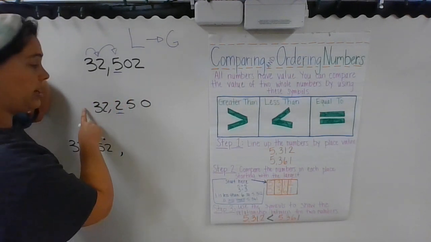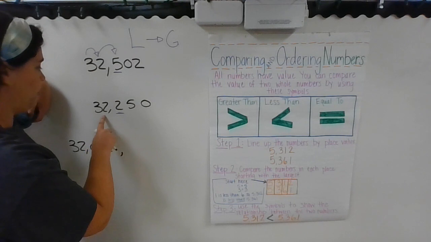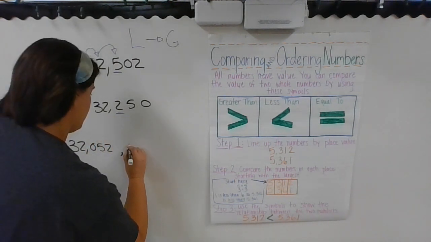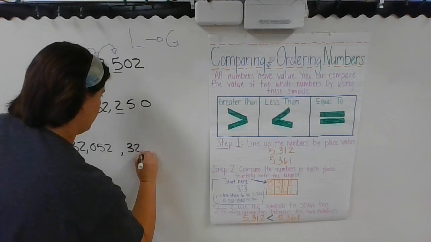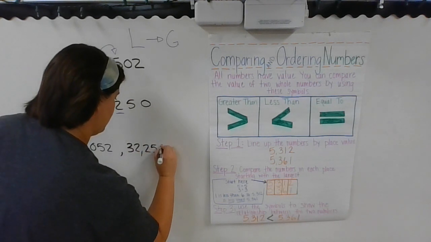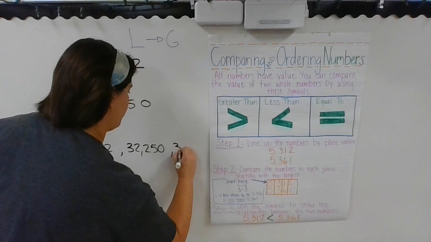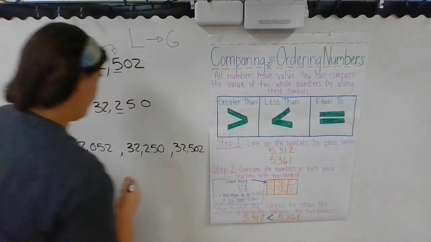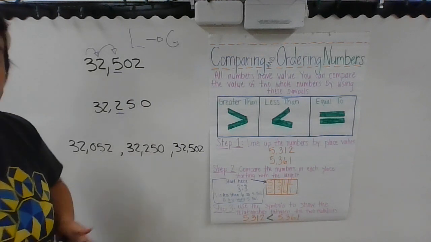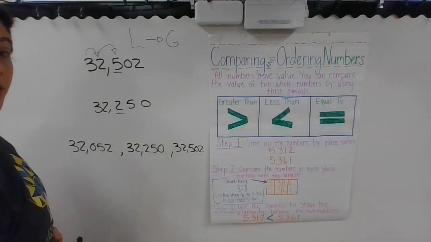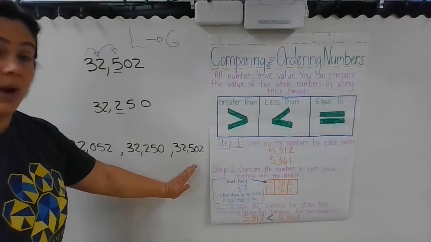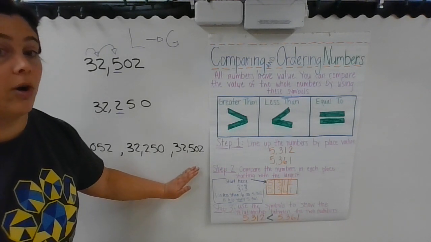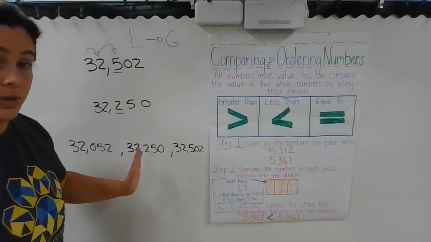So then our second number would be 32,250. And that's what we're going to write next on our list. And then you write our last one. And this is how you order numbers from least to greatest using the trick of knowing your place values.